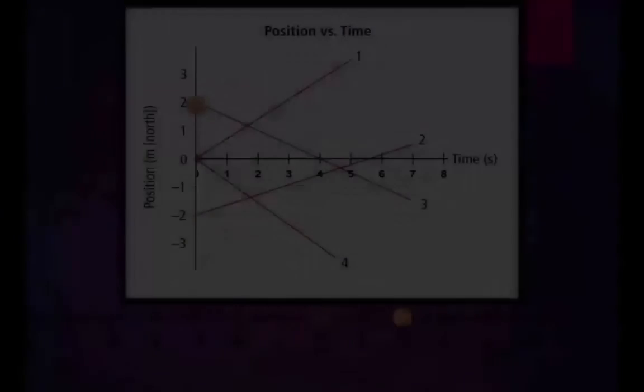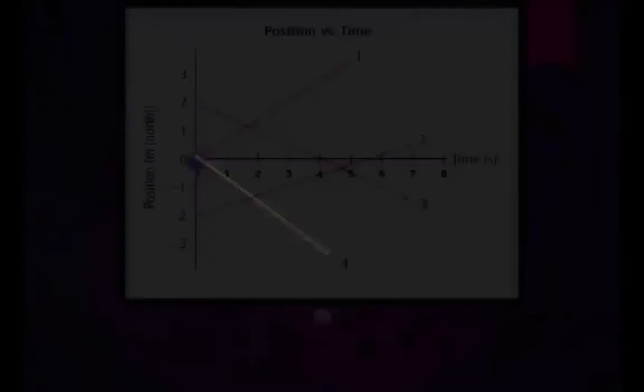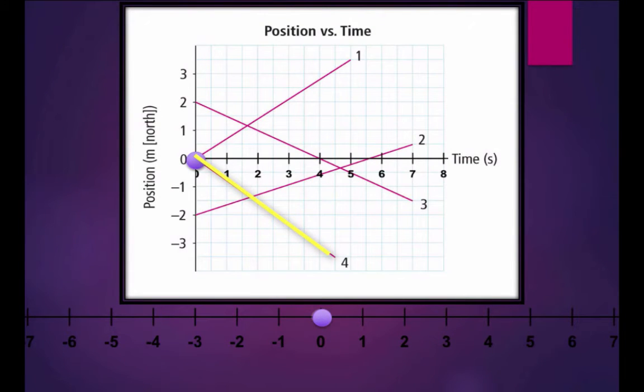Line 3 represents an object starting at 2 meters north of the reference point and moving to 1.5 meters south of the reference point over a 7-second duration of time. Finally, line 4. Line 4 represents an object starting at 0, the origin, and moving in the negative direction, south. It will move 3.5 meters in 4.5 seconds.